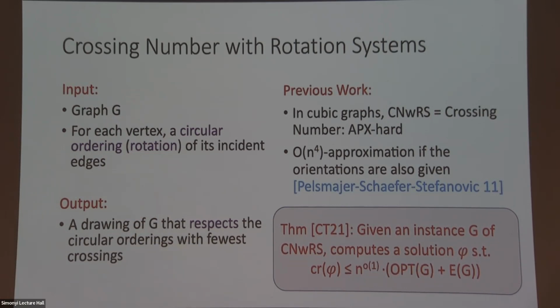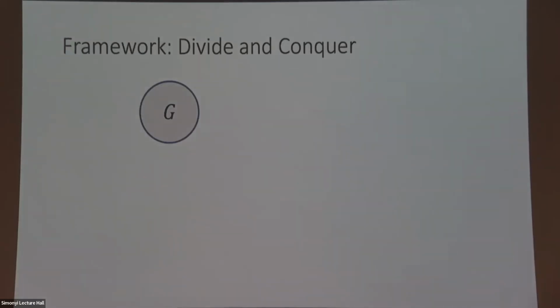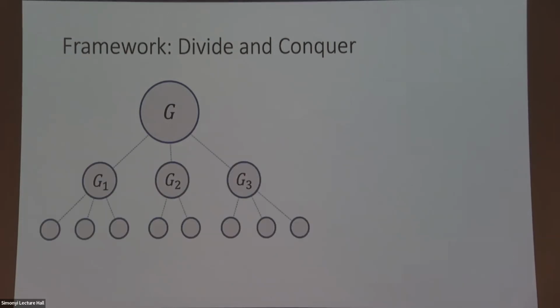So recall, the one thing to remember here is we compare ourselves with OPT, but also EG. So the whole framework is the divide and conquer algorithm. We're going to divide the input graph into subgraphs, subinstances, and smaller instances until the instances are small enough so we can apply some trivial algorithm to compute this optimal drawing. Okay, so this is top-down divide step and bottom-up compose step.